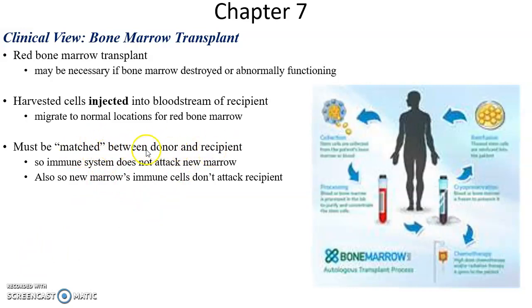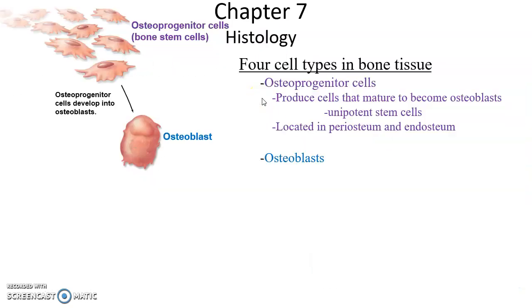We need a good match between the donor and the recipient. This is so that the immune system of the recipient doesn't destroy the donor's cells, and also so that the new white blood cells produced by the donor tissue don't attack the recipient's body. So it has to be a very good, tight match.